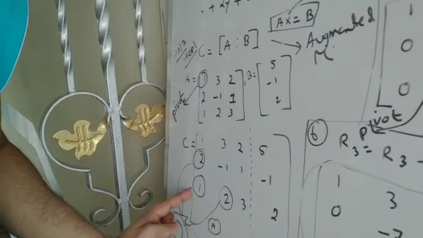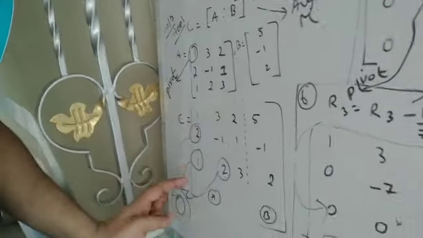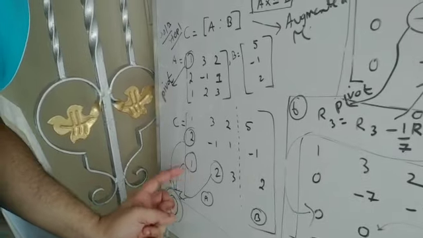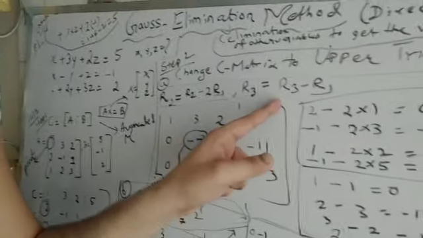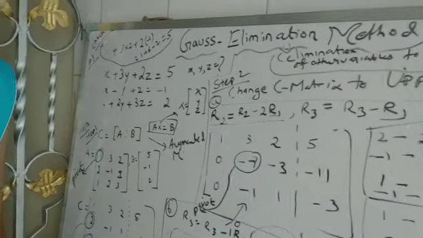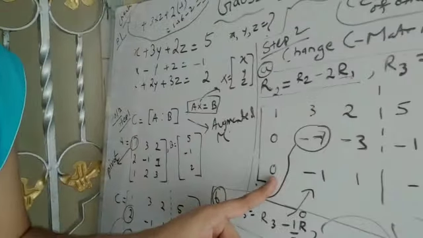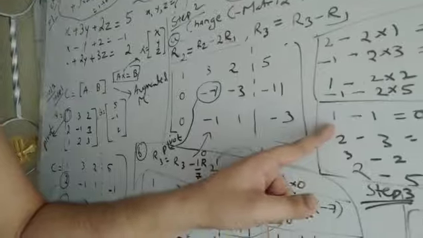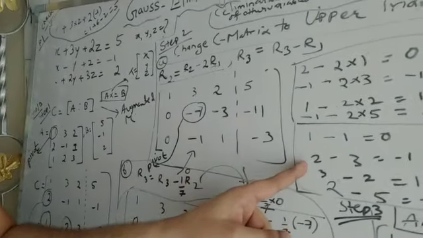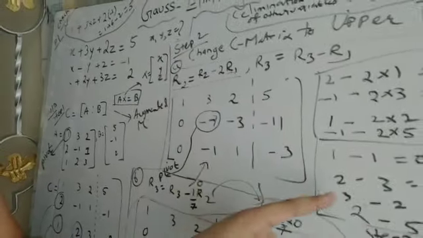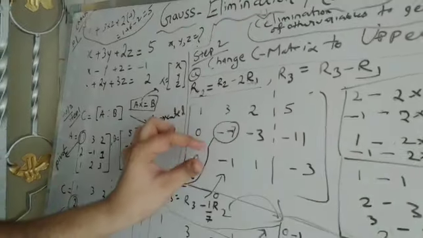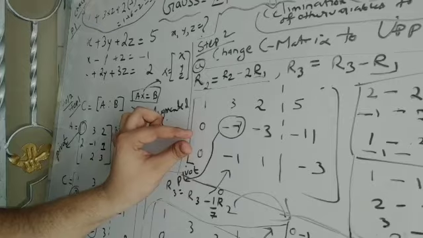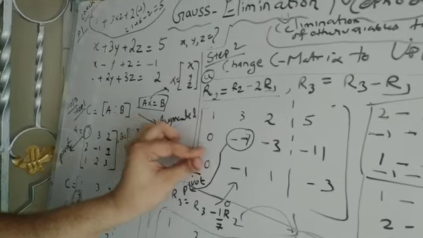So simply the R3 minus R1 operation will yield this element as 0. So what I have done here is R3 is equal to R3 minus R1. Simply. Okay. So this will become 0. 1 minus 1 is basically 0. And then other elements, 2 minus 3 is minus 1, 3 minus 2 is 1, 2 minus 5 is minus 3. In this way you got the third row. This is the new third row.